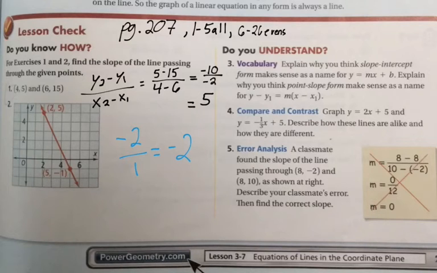Why do you think slope-intercept form makes sense as a name for y equals mx plus b? The analogy is, why is blueberry pancakes a good name for pancakes with blueberries in them? Well, because it is a pancake that's made with blueberries, right? So it's a form that's made up of the slope and the y-intercept. Within the name, it tells you what the main ingredients are. It tells you exactly what it is.